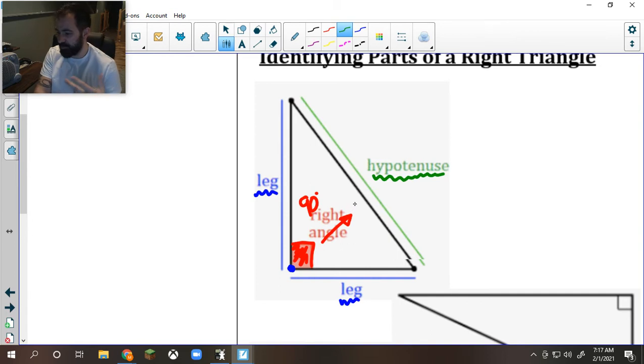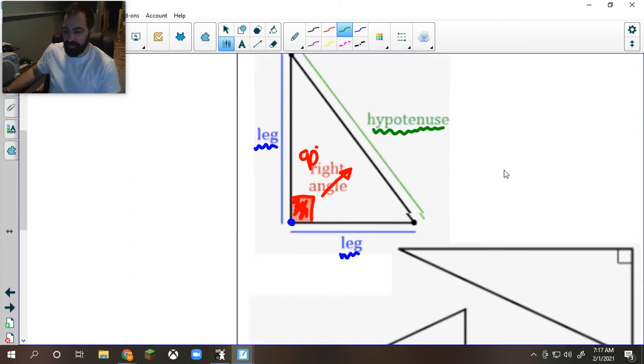It is also, which we'll find here in a bit, the longest side of your triangle. You have two sides, these two sides here, and then that third side is going to be the longest side.